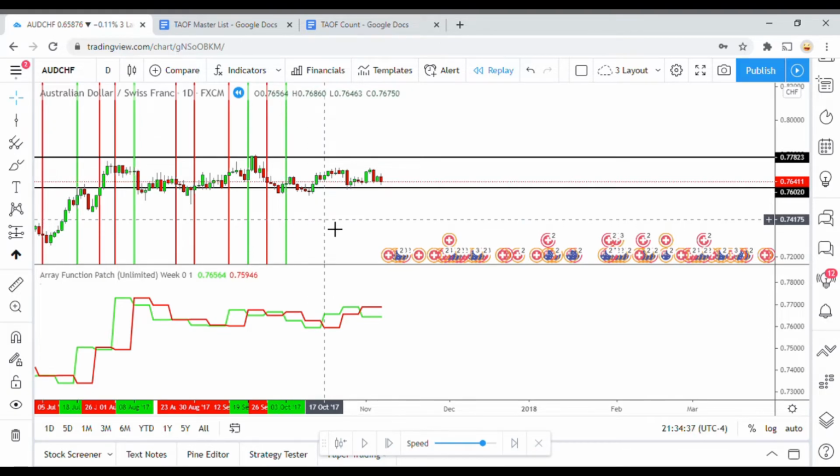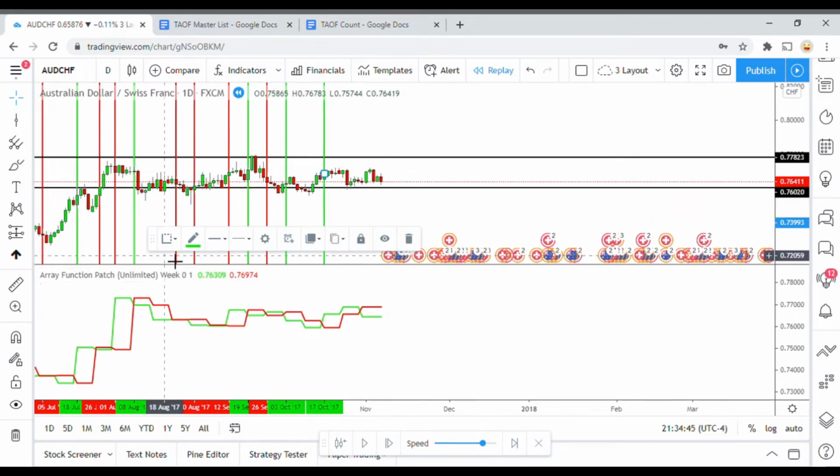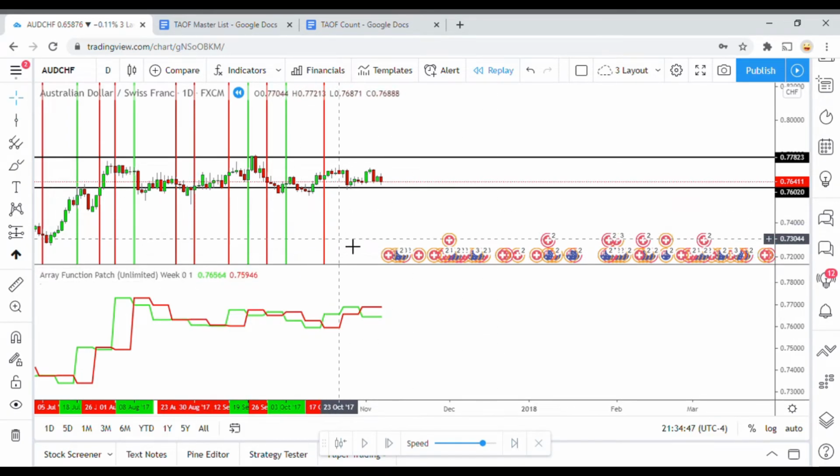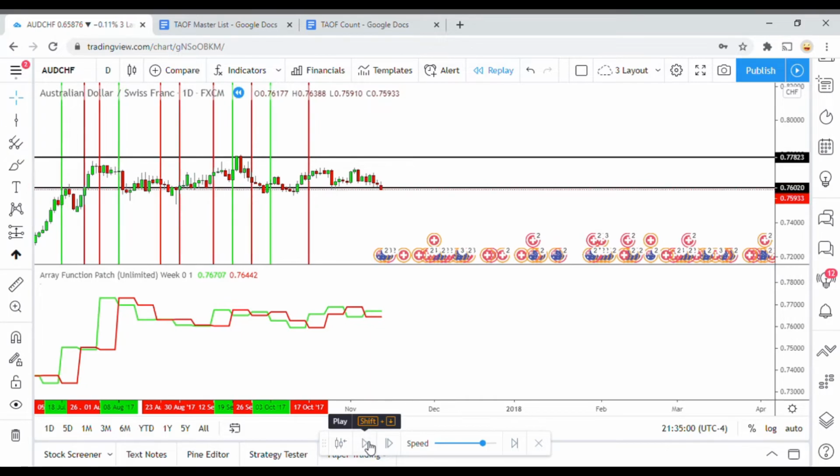Okay, let's see. Let's go back here. So we got a long signal right there. I don't think it made it to take profit. It did not. So that one would have stopped us out. And we picked up a short signal right here. Didn't quite stop us out yet. Let's play it forward. There it goes again, trying to break down below that.